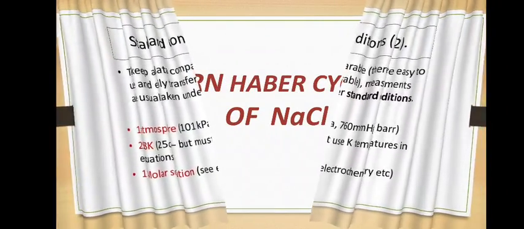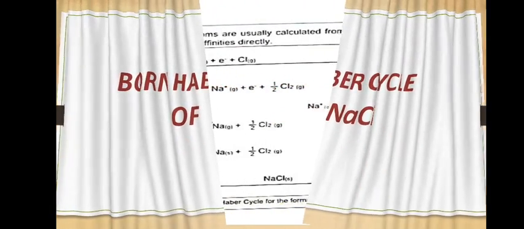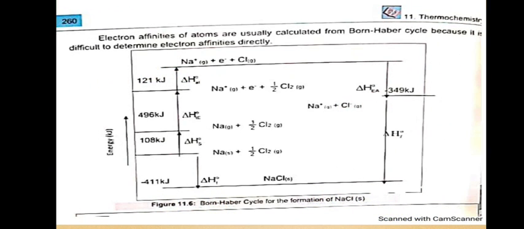The Born-Haber cycle of sodium chloride, that is part of your syllabus here. In the case of sodium chloride, the reaction may take place in a single step. For example, this one on the left side. You start here with sodium solid and chlorine gas, and you get sodium chloride. That is the reaction taking place in a single step.